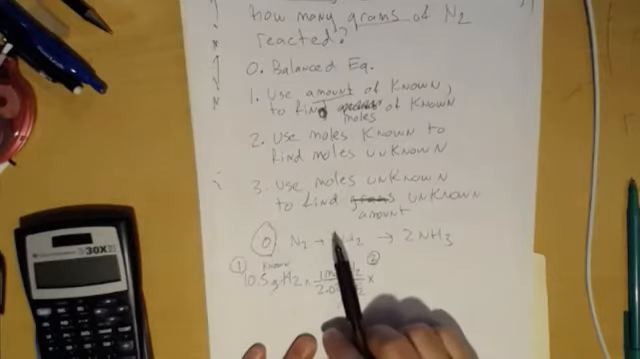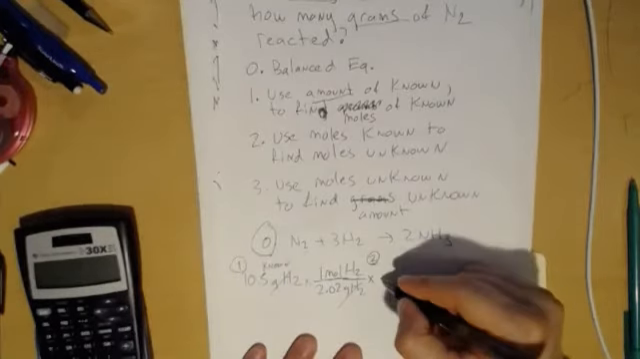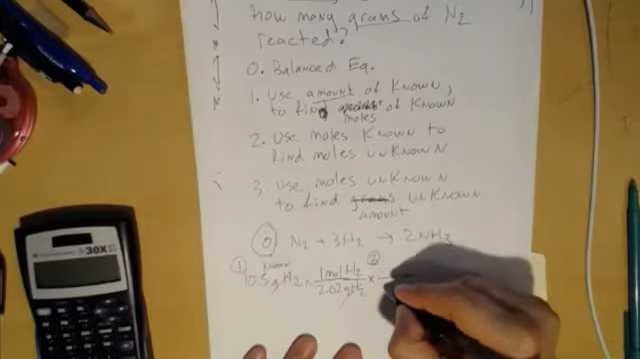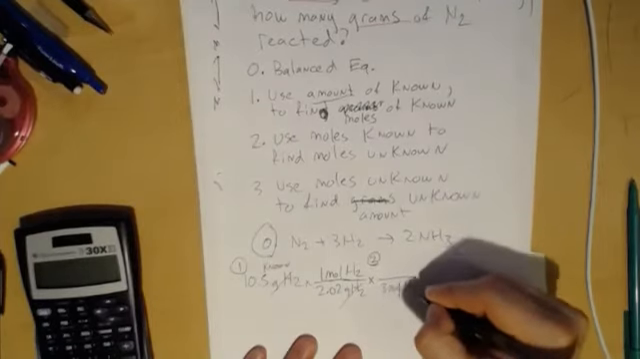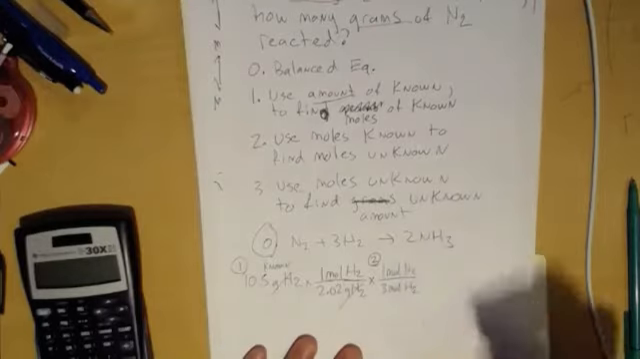Okay, I have a 3 here. What's in front of this? 1. Sorry, there's secretly a 1 in front of it, so it's 3 to 1. Okay, where does the 3 go and where does the 1 go? 3 goes on the bottom, 1 goes on the top. 3 moles of hydrogen on the bottom, 1 mole of nitrogen on the top.